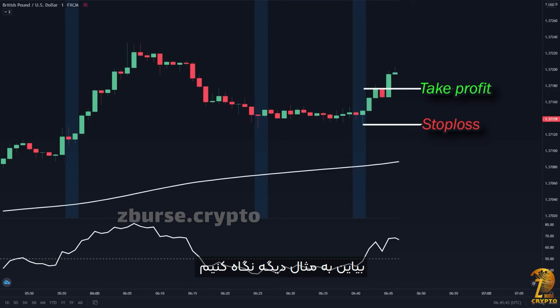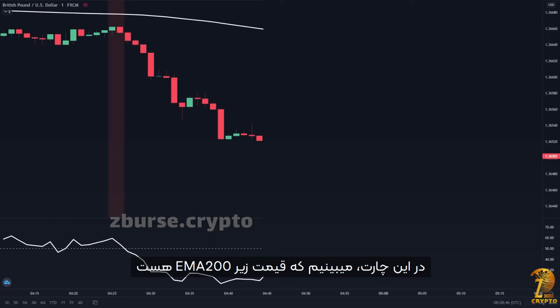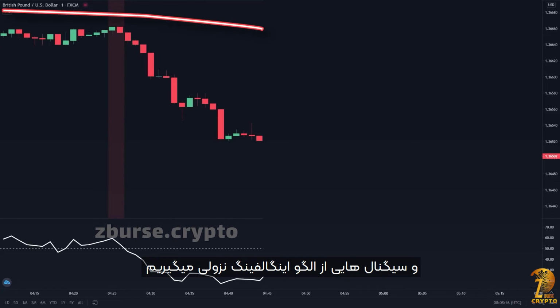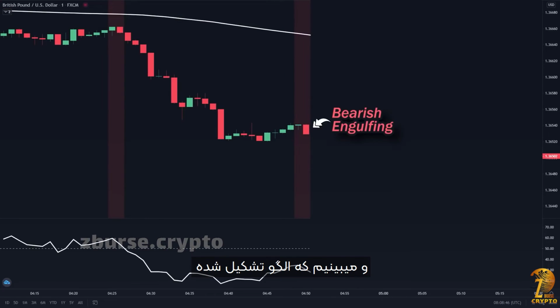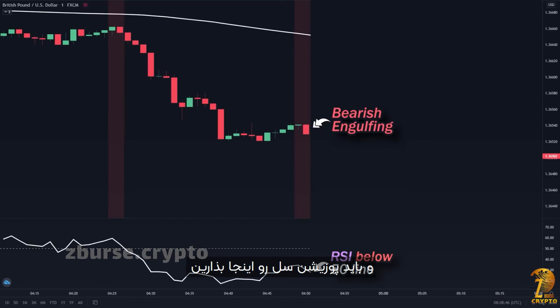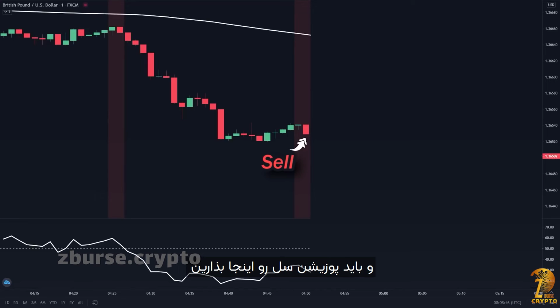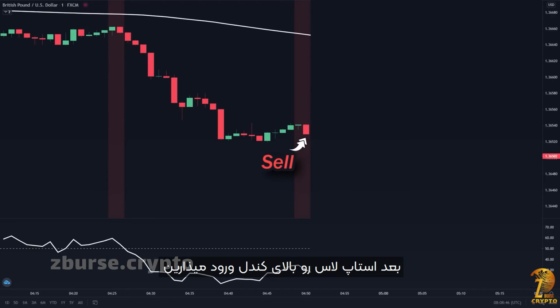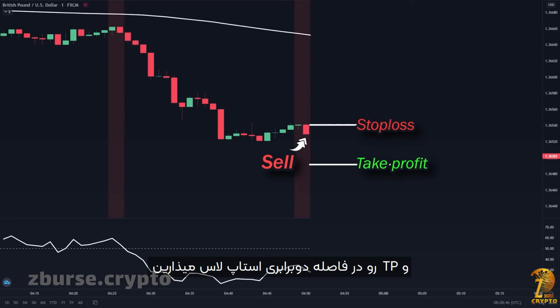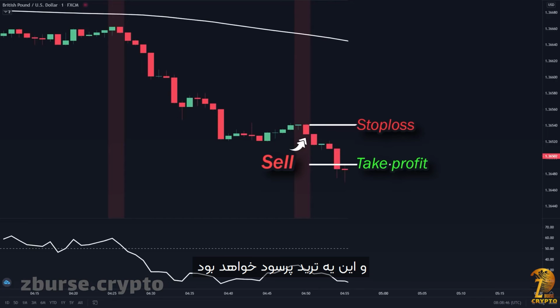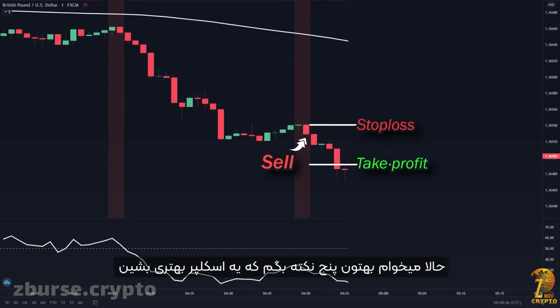Let's look at another example. In this chart, we can see that the price is below the 200 EMA, meaning we only take signals from the bearish engulfing pattern. Then, we can spot that a bearish engulfing pattern has formed, and the RSI is below the middle line. And so you want to take a sell position here. Next, you set your stop loss above your entry candle, and for your profit target, you set it at 2 times your stop loss. And so this ended up being a profitable trade.